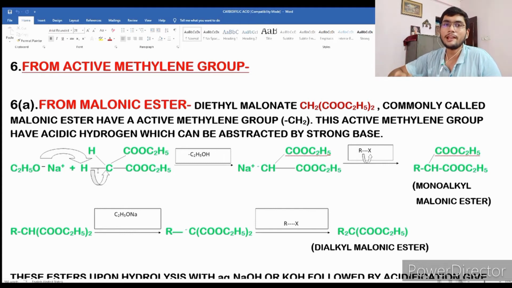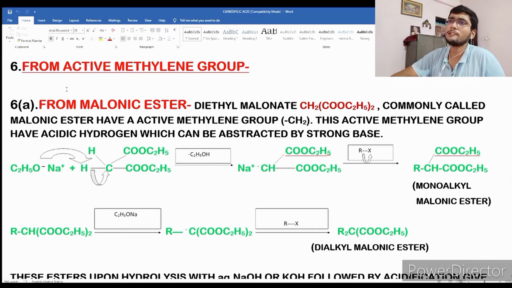Now if we attach two groups in such a way that they activate the methylene group, then that compound is known as an active methylene compound. What do I mean by activating the methylene group? The methylene group is a CH2 group, and by activating I mean that the hydrogen of that methylene group becomes acidic. We should attach such groups that make the hydrogen of the methylene group acidic in nature. That's how we can activate the methylene group, and by using such compounds we can make carboxylic acid. How? Let us see.